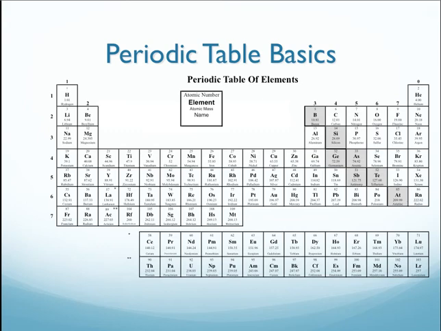Okay, let's talk about periodic table basics first before we actually get into the quantity known as moles. Here's the periodic table. We've talked a little bit about it so far in class, right? We've got our atomic number, which is equal to the number of protons. For a neutral atom, it's also equal to the number of electrons. We also have our average atomic mass, and that's the weighted average of all of the naturally occurring isotopes.